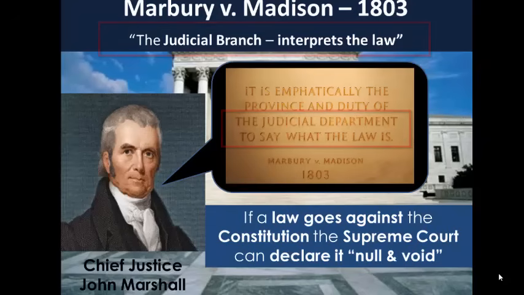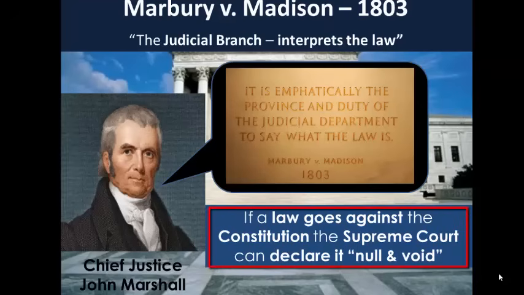He claimed that a law involved in the case that gave Marbury his job was not constitutional, and therefore it should not be a law. He claimed that if a law goes against the Constitution, it is the judicial branch's job to strike down that law, making it null and void. And again, this is called judicial review.